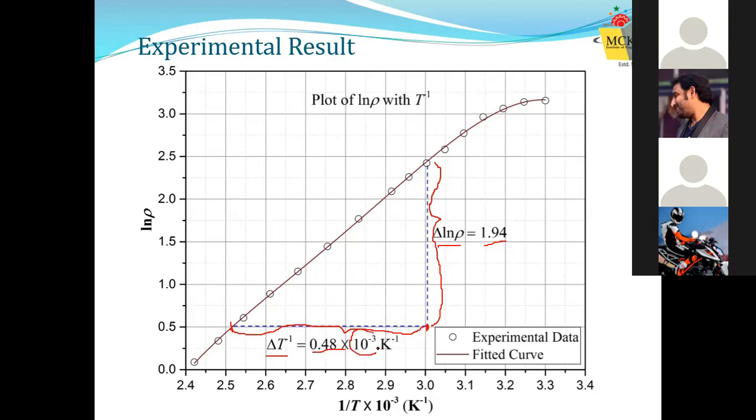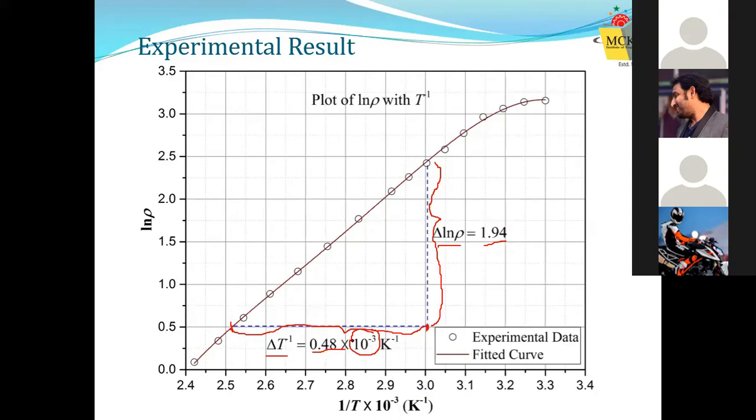This is the most important part. It is not just 3 minus 2.52. It is 3 into 10 to the power of minus 3 minus 2.52 into 10 to the power of minus 3. So the answer is 0.48 into 10 to the power of minus 3.